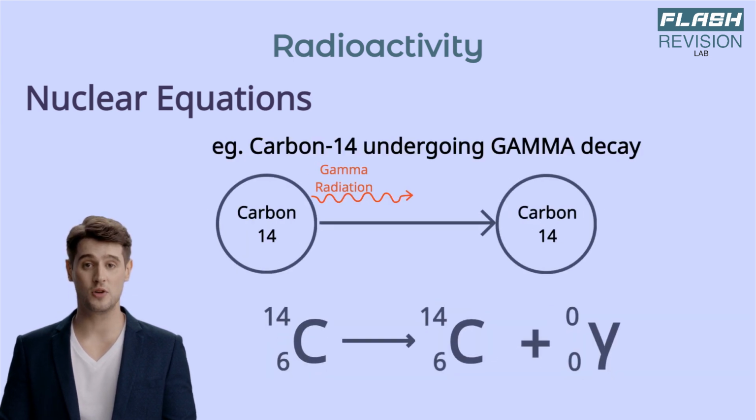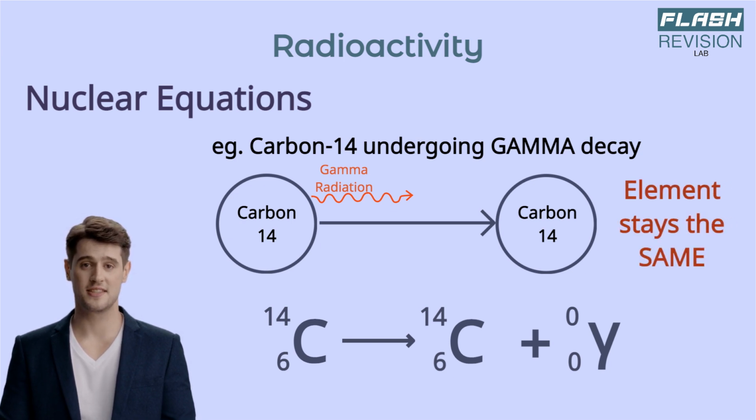Now, you might be wondering what happens when a gamma ray is released during radioactive decay. When a nucleus emits gamma radiation, there isn't a change in the number of protons or neutrons. Instead, the nucleus transitions from a higher energy state to a lower energy state, becoming more stable in the process. So, in a nuclear equation involving gamma emission, the element remains the same, but the nucleus loses some energy, which is released as a gamma ray.